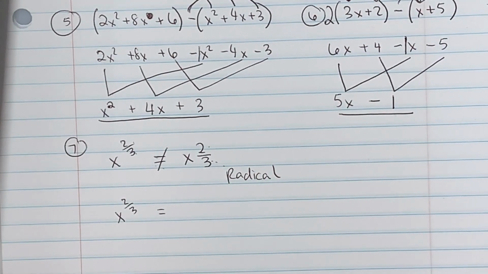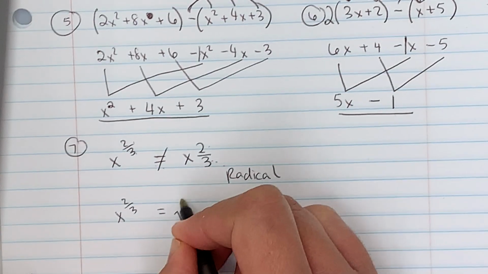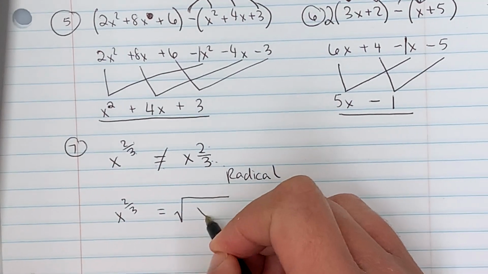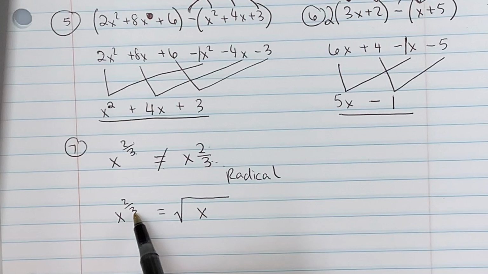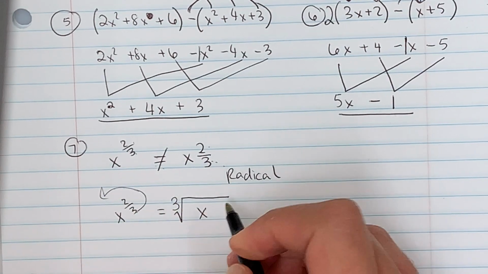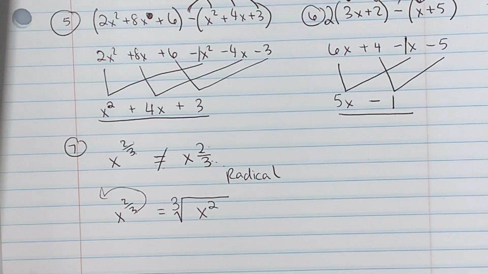Well, if you remember what the radical looks like, it's this line right here. It's kind of got like a check mark in it. We're gonna keep the x, and the number that's on the bottom comes out and around, and the number on the top stays with the x.